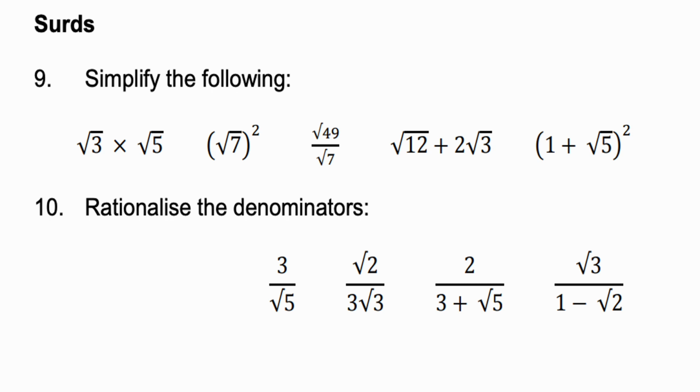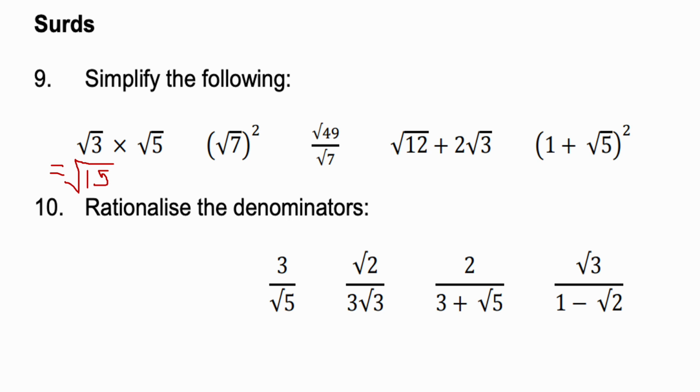As ever, guys, feel free to pause the video, try and attempt all the questions first, and then press play when you're ready. This is the first question. Simplify the following. I've got root 3 times root 5. Now, the laws of surds say that if I'm multiplying with a square root, I can write it under one square root. So 3 times 5 is 15, so I can just write that as the square root of 15.